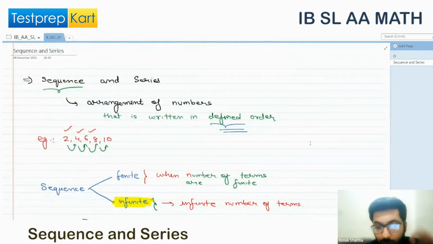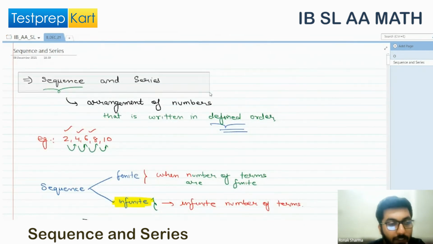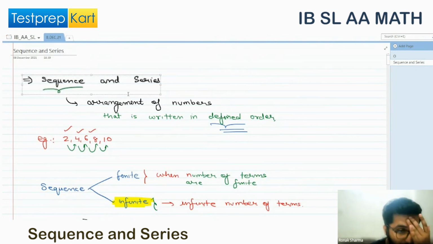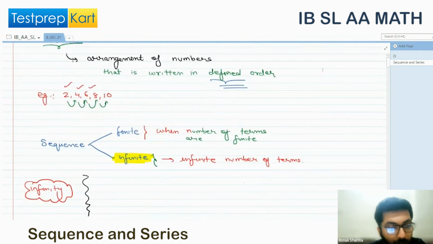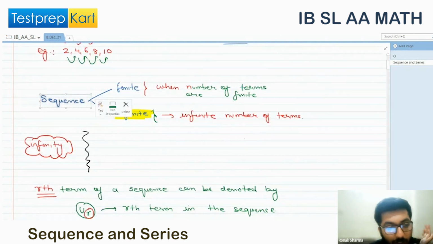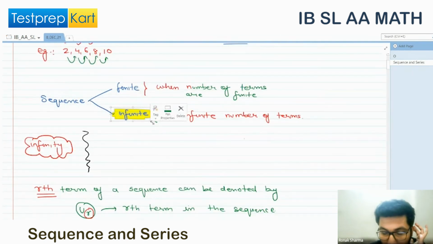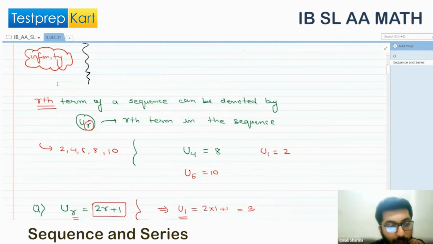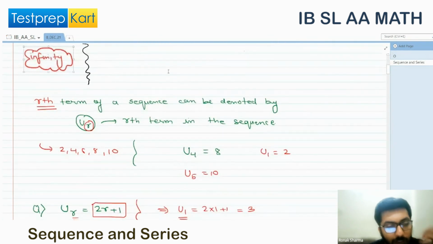So if we go from the very beginning, we saw that we have the chapter sequence and series as the first unit, the number in algebra, in which the first topic is sequence and series. So we started with the basics, the definition of what a sequence is. Then we saw the different kinds of sequence: one is infinite, one is finite. Then we learned the concept of infinity also, just as an interesting basic that we should know.